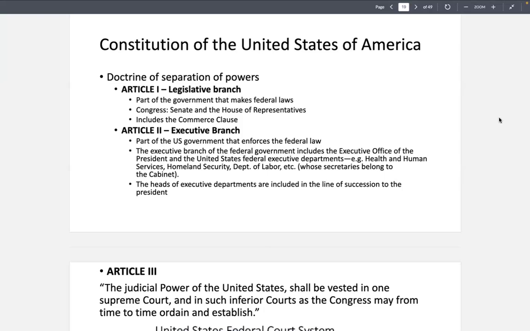So Article 1 contains all of the logistics for electing our legislative branch of government. It also enumerates, or specifically lists and grants, their powers. So this is the part of the government, the legislative branch, that creates legislation, i.e. written federal laws. And Congress is comprised of the Senate and the House of Representatives. Article 1 explains their term limits, how they're to be elected, etc. And Article 1 includes the Commerce Clause, which you need to know about as business people.